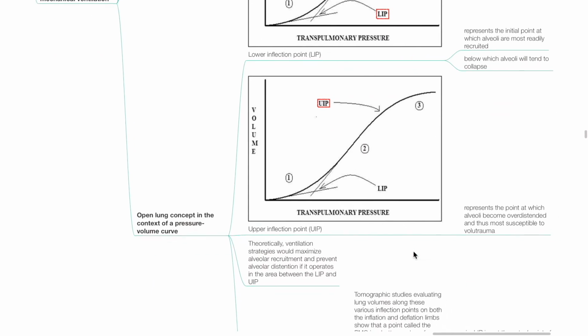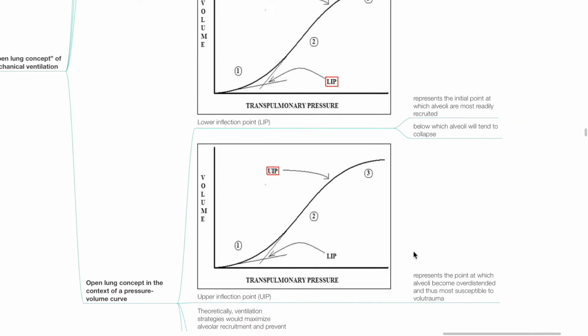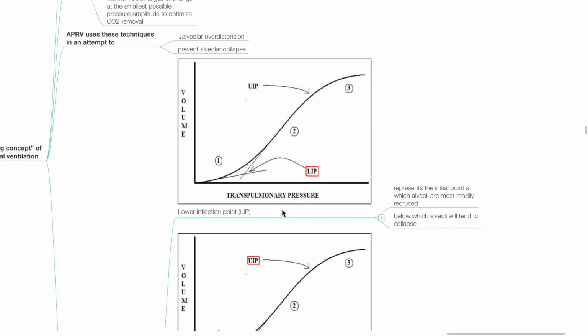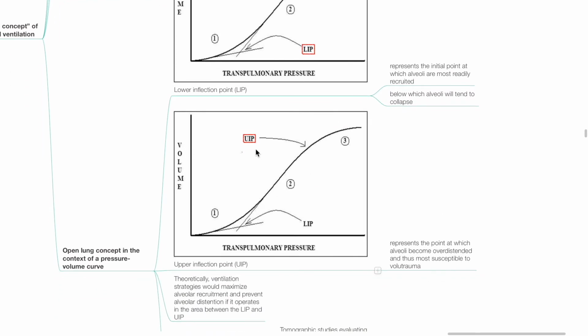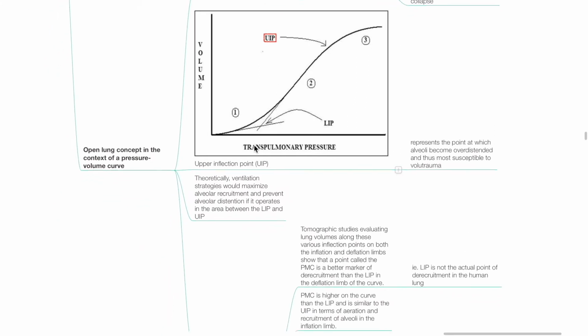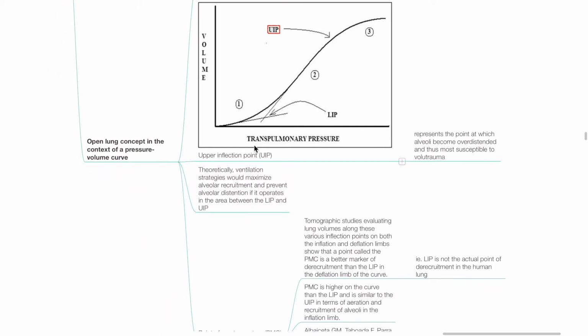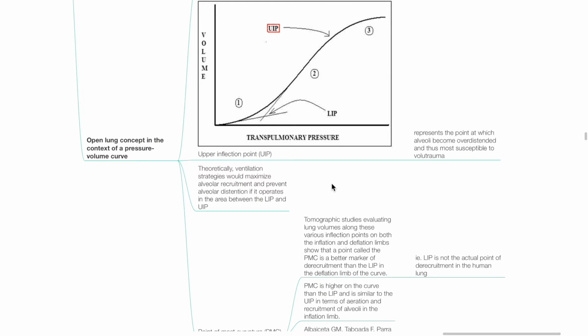The open lung concept in the context of a pressure volume curve. This is a pressure volume curve. The lower inflection point, LIP, represents the initial point at which alveoli are most readily recruited, below which alveoli will tend to collapse. The upper inflection point, UIP, represents the point at which alveoli become over-distended and thus most susceptible to volutrauma. Theoretically, ventilation strategies would maximize alveolar recruitment and prevent alveolar distension if they operate in the area between the LIP and UIP.